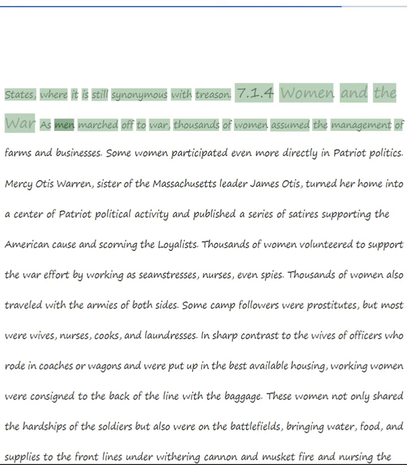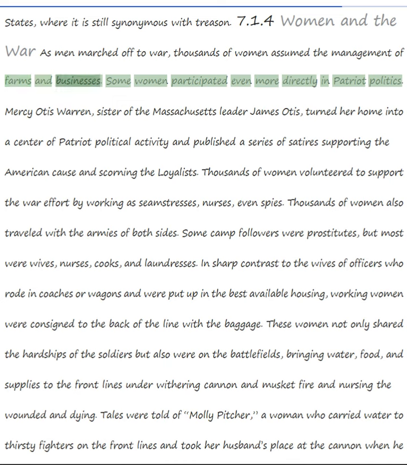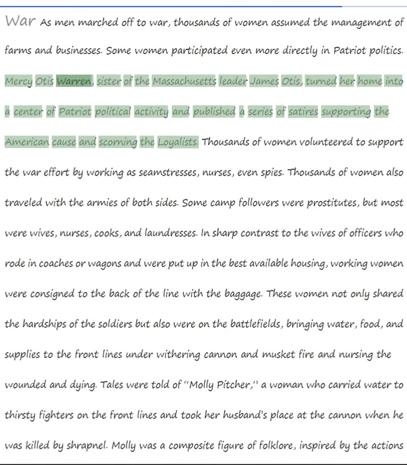7.1.4 Women and the war. As men marched off to war, thousands of women assumed the management of farms and businesses. Some women participated even more directly in Patriot politics. Mercy Otis Warren, sister of the Massachusetts leader James Otis, turned her home into a center of Patriot political activity and published a series of satires supporting the American cause and scorning the Loyalists.